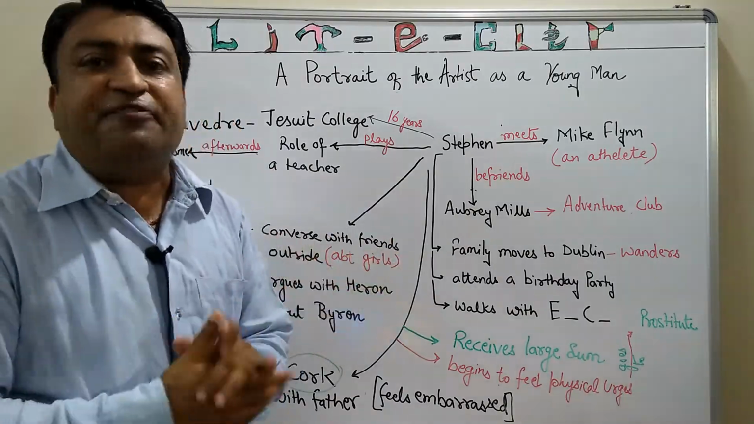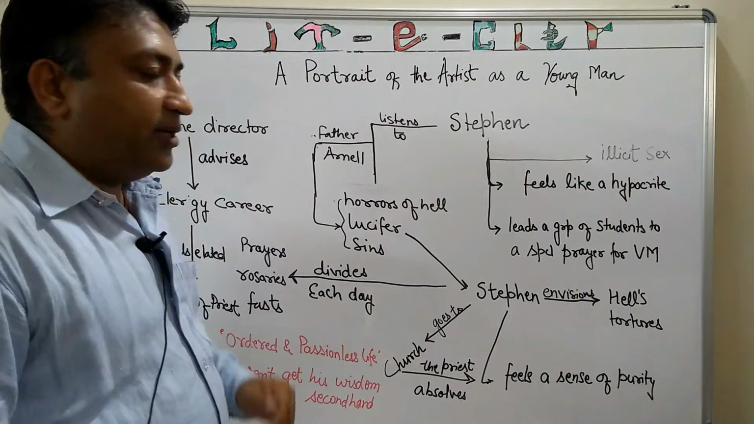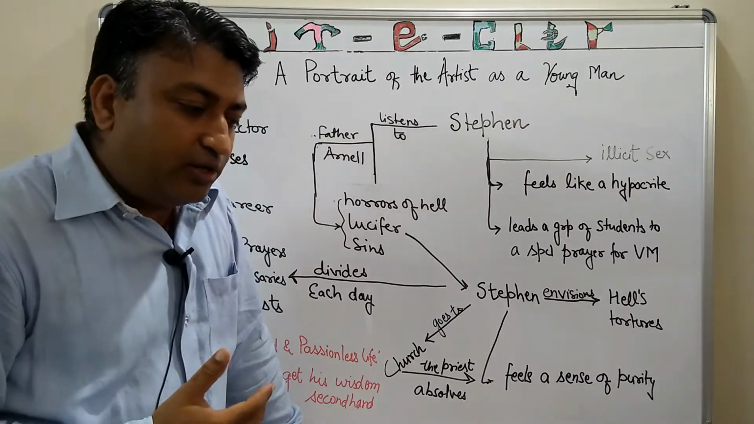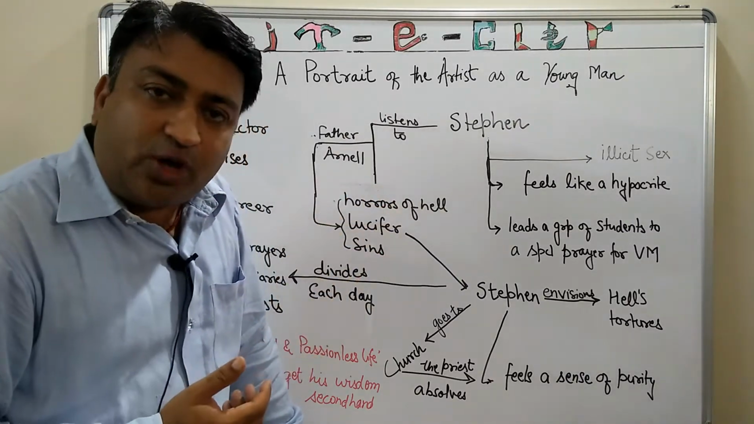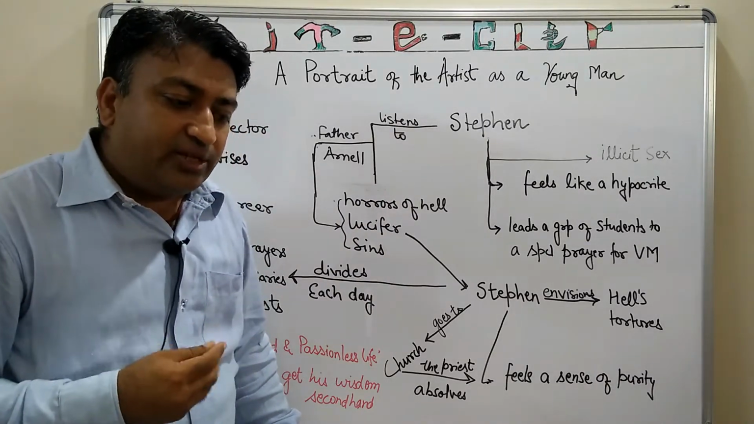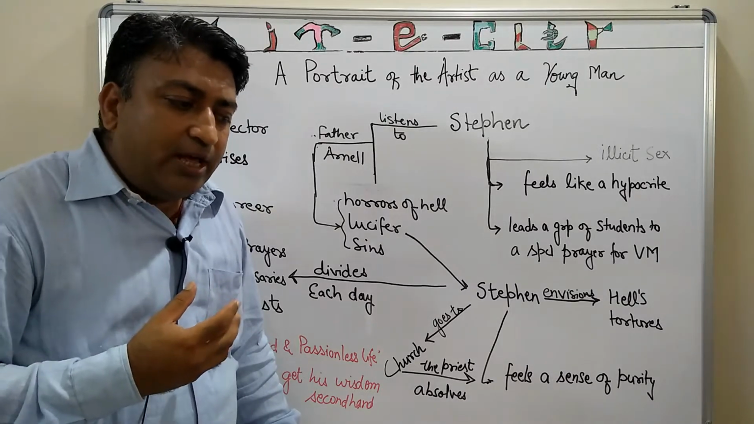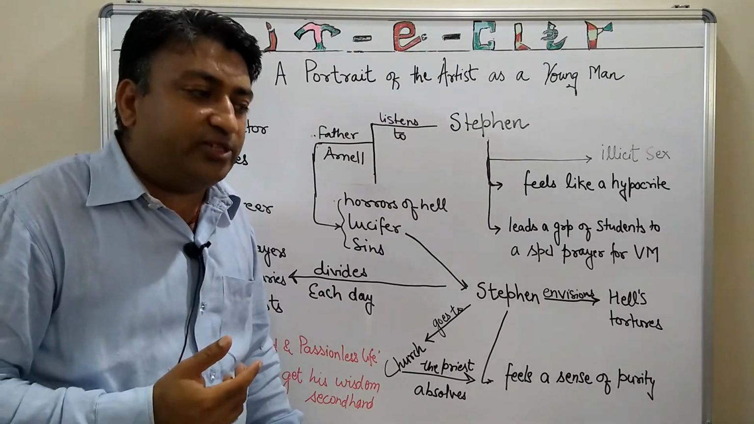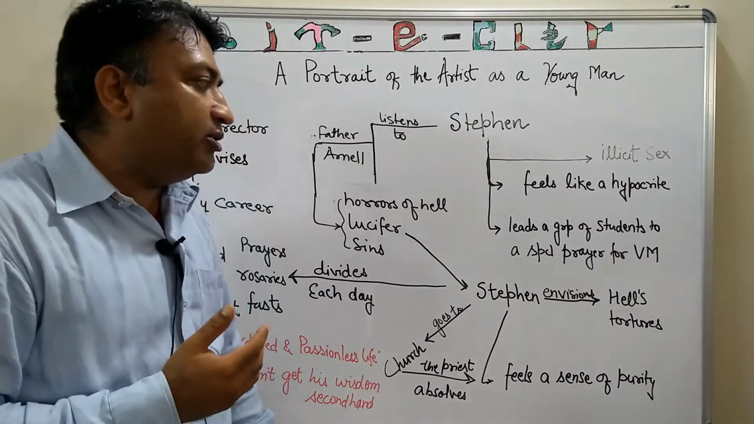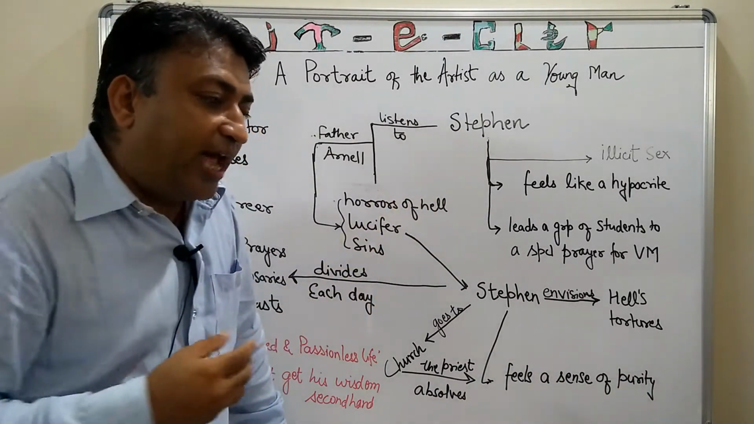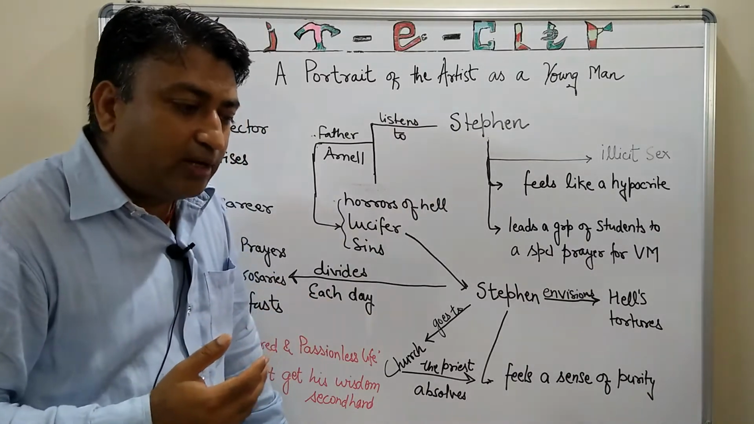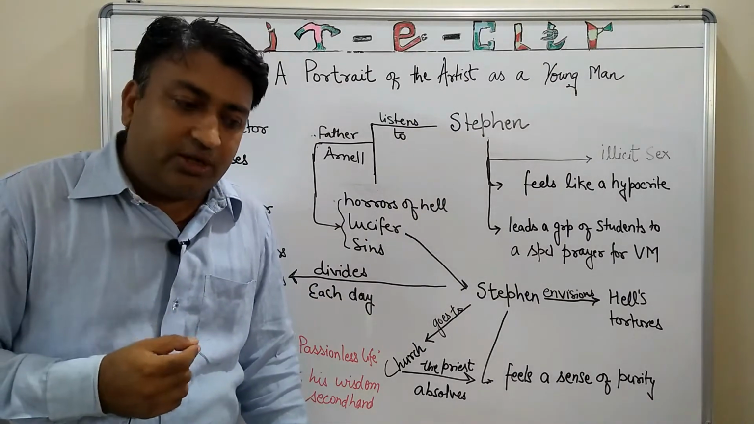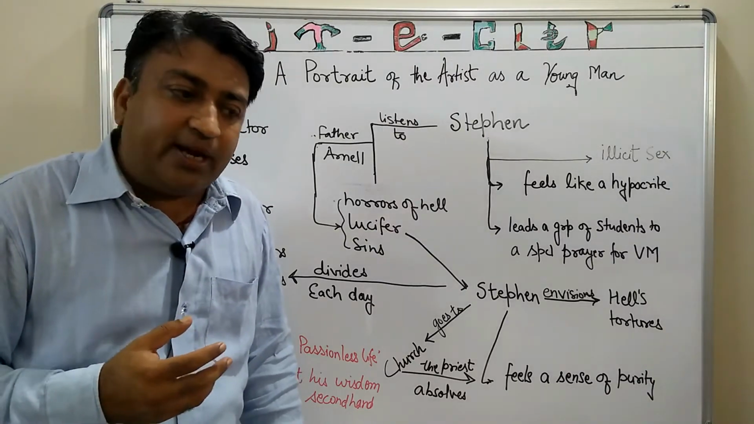So these are the formative years, and now Stephen is in a kind of moral dilemma. On one hand, he is enjoying this splurge into illicit sex with prostitutes. On the other hand, he has a kind of feeling of being a hypocrite whenever he goes to church. He thinks that this sin of lust is leading him to other sins also, and especially he gets an opportunity to lead a group of students for a special prayer for Virgin Mary. And there, when he is performing this religious prayer, he thinks that he is committing a grave sin.